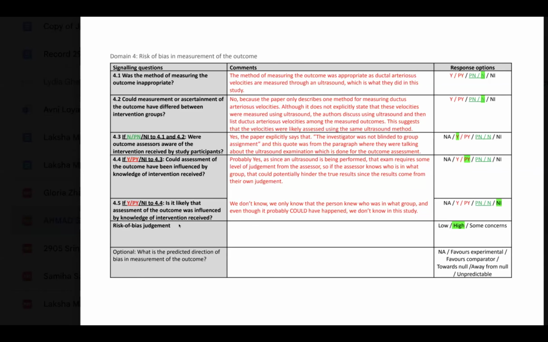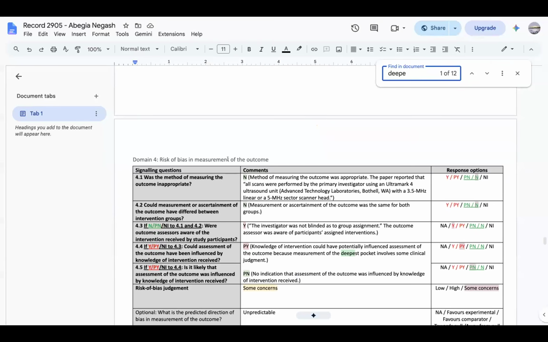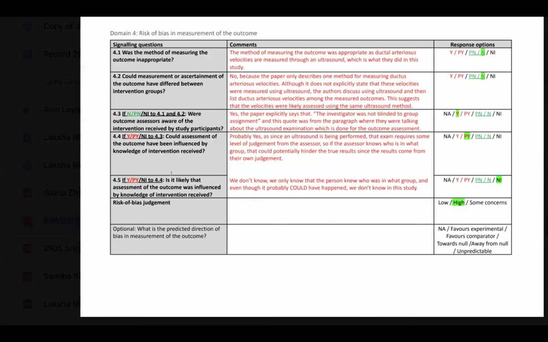4.4, he put probably yes, because since an ultrasound is being performed, that exam requires some level of judgment from the assessor. So if the assessor knows who is in what group, that could potentially hinder the true results since the results come from their own judgment. What did I put? I had also put probably yes, and for similar reasoning. Wait a minute. How are the results coming from their own judgment? I think it's because they're looking at the ultrasound and then determining, using their own judgment, making an assessment based on what they know.